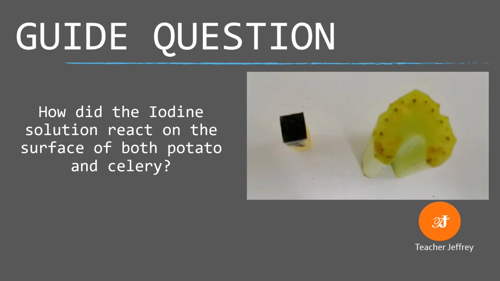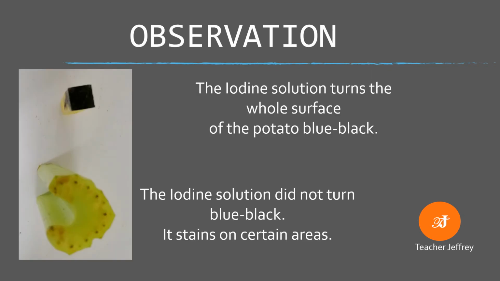We will answer this question as our guide for our observation. How did the iodine solution react on the surface of both potato and celery? The iodine solution turns the whole surface of the potato blue-black, while it did not turn the surface of the celery blue-black, but only stained on certain areas.